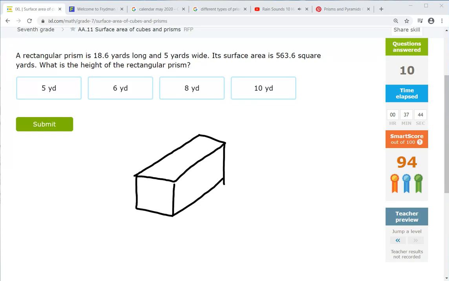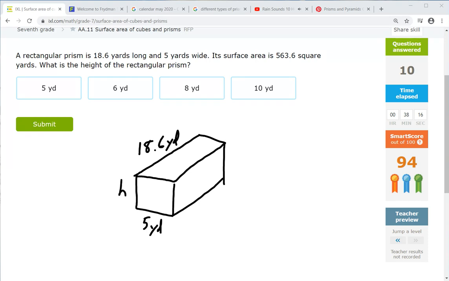Okay, let's say that this is 18.6. So it's 18.6 yards long and 5 yards wide. And we are trying to figure out the height, which I'll call h. So we're going to have to write an equation here, just like what we did a few problems ago.